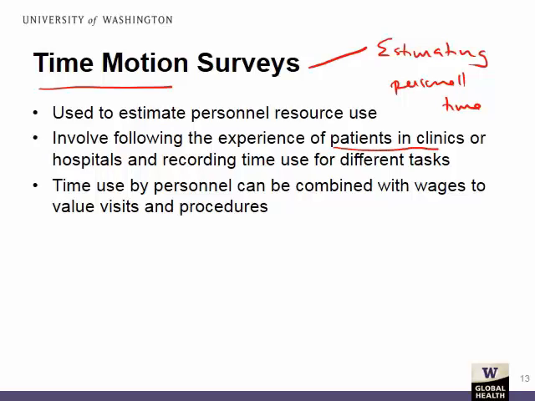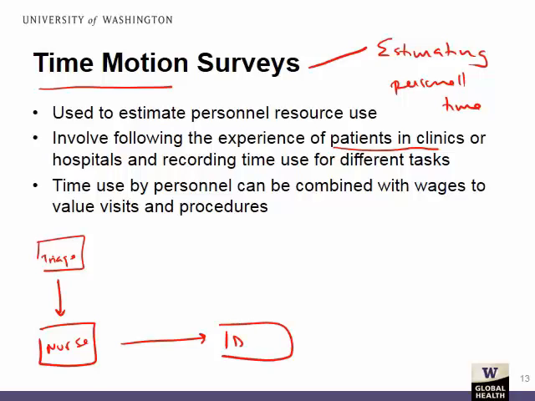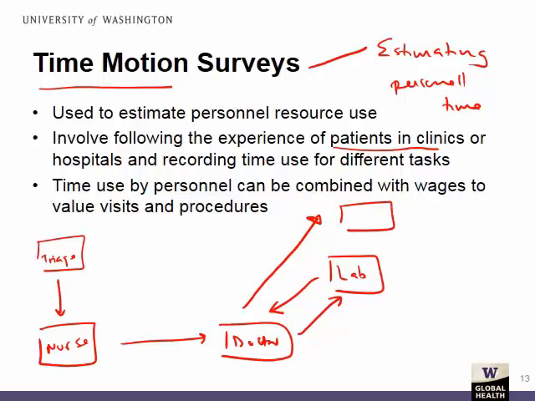So if you have a patient coming in, maybe you have a triage station. This is a clinic, you have a triage station. The patient goes and sees a nurse to take the blood pressure. Then they go and see a doctor. The doctor sends them to the lab, which is here. Once they go to the lab, they come back to the doctor. The doctor then sends them to the pharmacy. This is the pharmacy. And then they go home. You can estimate all these times.